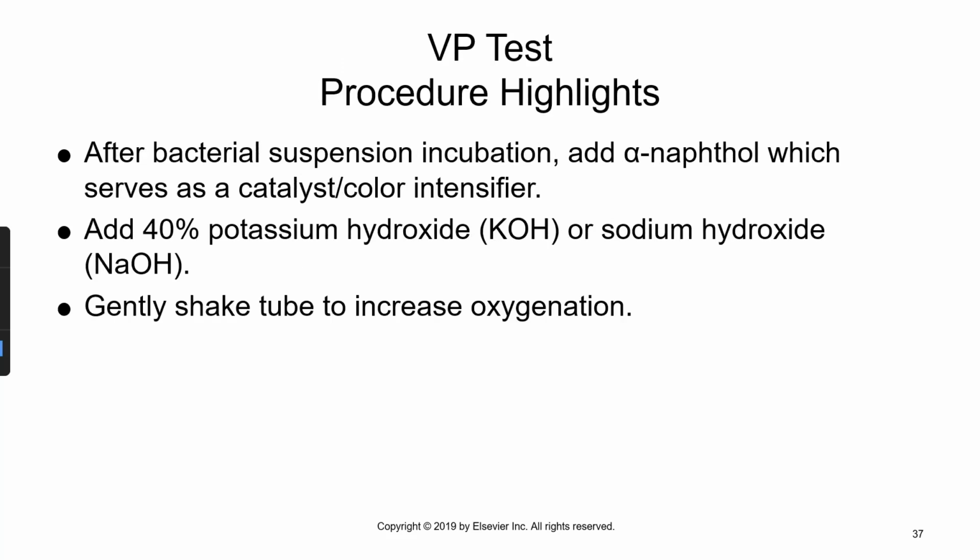After the bacterial suspension incubation, add alpha-naphthol, which serves as a catalyst or color intensifier, and then you want to add 40% potassium hydroxide or sodium hydroxide. In the lab, potassium hydroxide is more often used. Then you want to gently shake the tube to increase oxygenation.